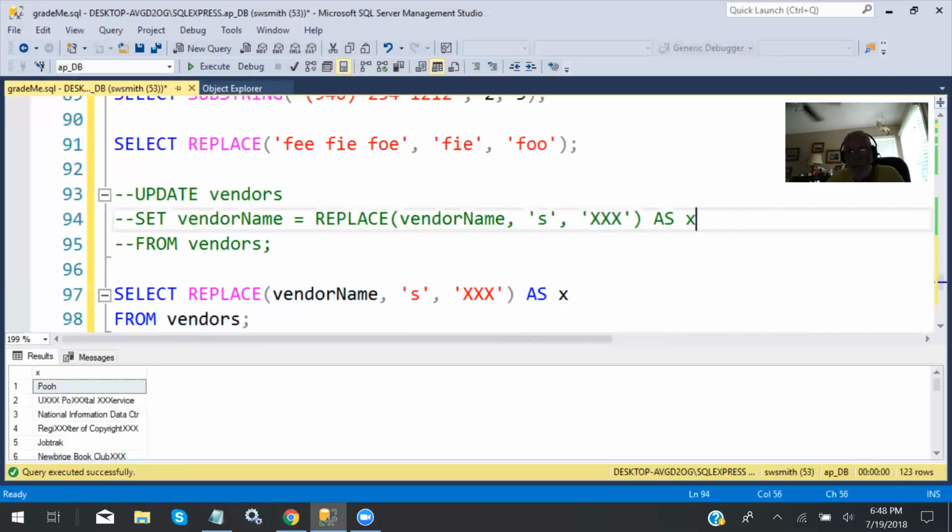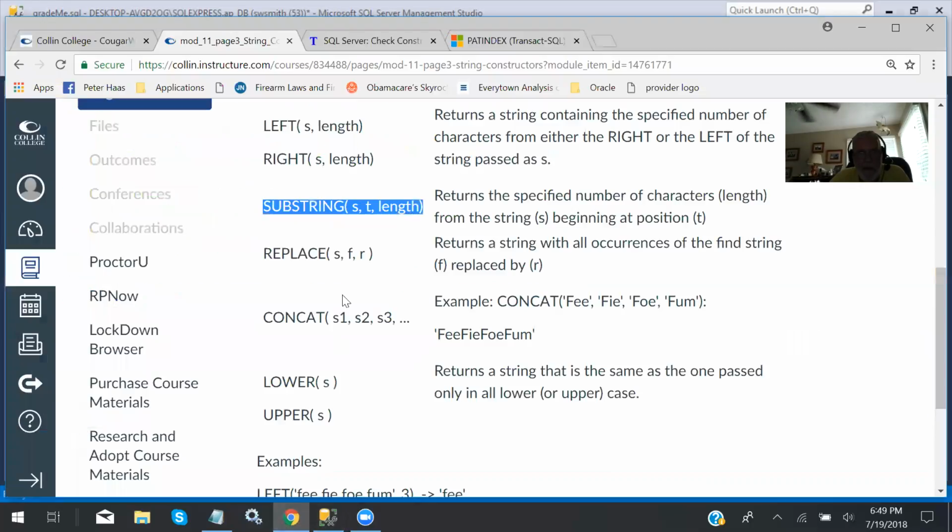And I don't think I use an as on this. I think that's the correct syntax. I don't want to run that. No. Okay. Questions? Okay. Let me keep moving along here.